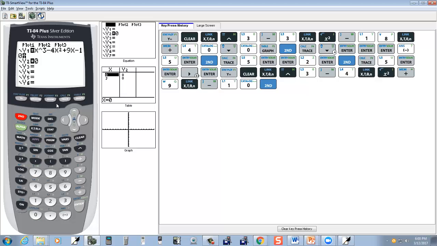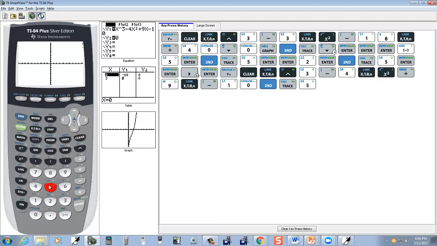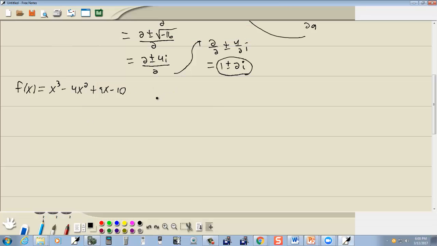Now if I do second trace, choose intersect, when it comes up for first curve, you press enter on it. Comes up for second curve, you press enter on that. It looks like our answer is 2. Looks like it crosses at 2. So let me put 2 in for the guess and see if it is 2. So the calculator told us it was 2.